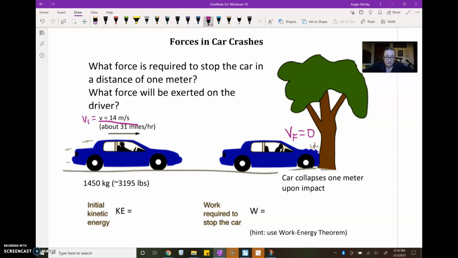The car itself has a mass of 1,450 kilograms. It's about 3,000 pounds, so this car is kind of a boat. And then it wants to know the initial kinetic energy. What's the final kinetic energy?